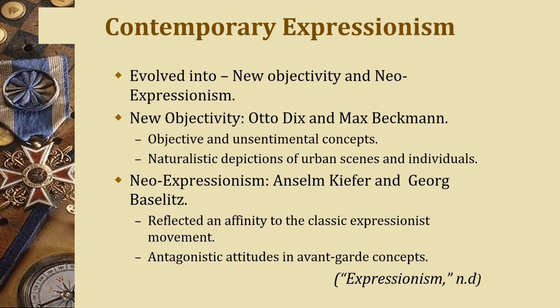The post-1920 era saw expressionism evolve into two period categories, including new objectivity and new expressionism. New objectivity artists such as Otto Dix and Max Beckmann preferred to incorporate objective and unsentimental concepts in their works. Most of these artists produce naturalistic depictions of urban landscapes and people.